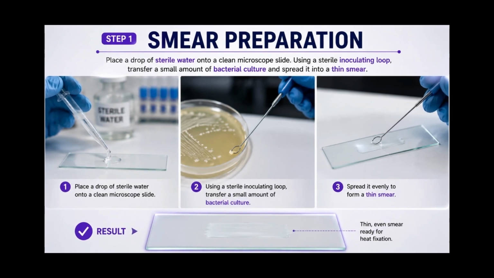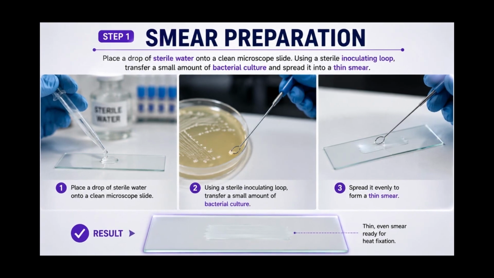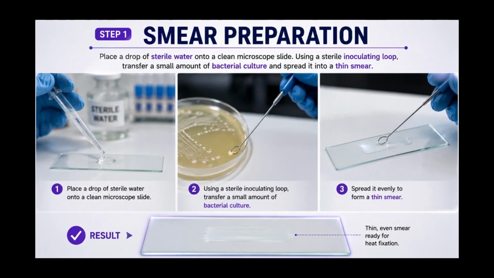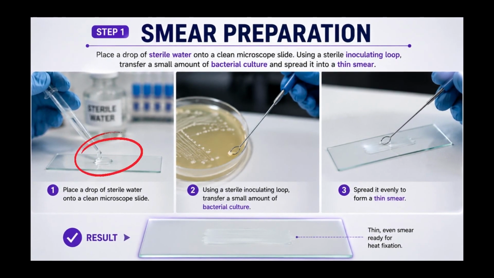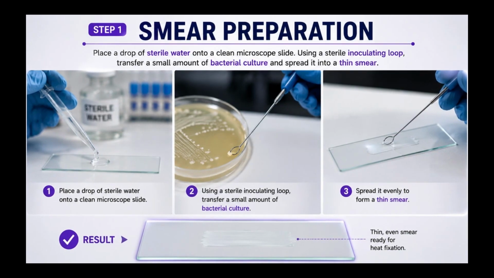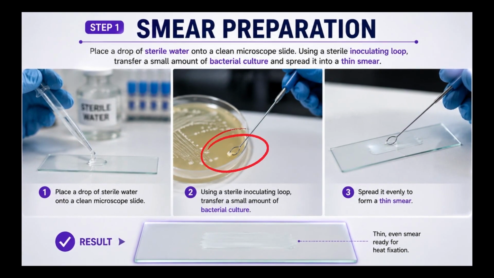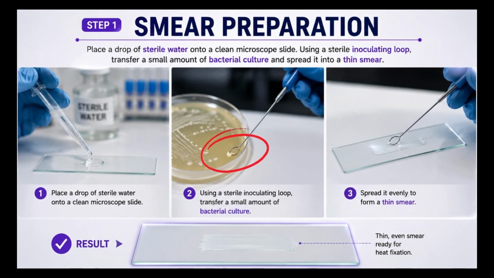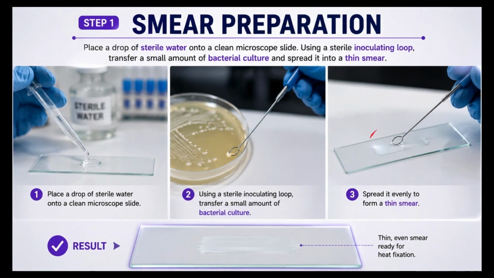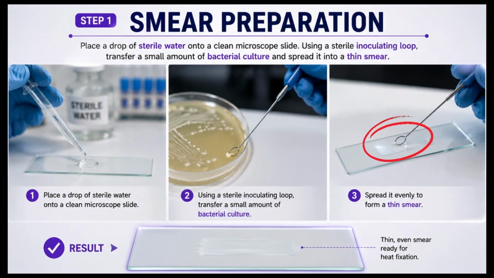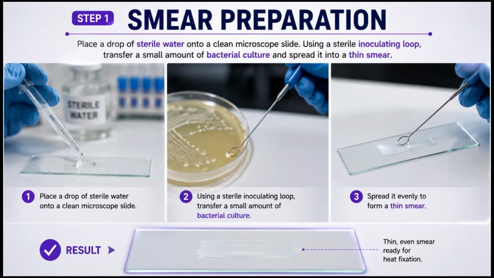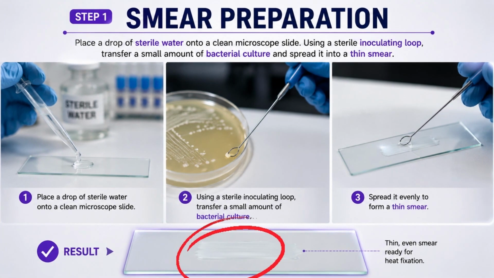Step 1. Smear preparation. Begin by placing a small drop of sterile water onto a clean microscope slide. Using a sterile inoculating loop, transfer a small amount of bacterial culture to the slide. Spread the culture gently to form a thin, even smear. Allow the smear to air dry completely before proceeding.